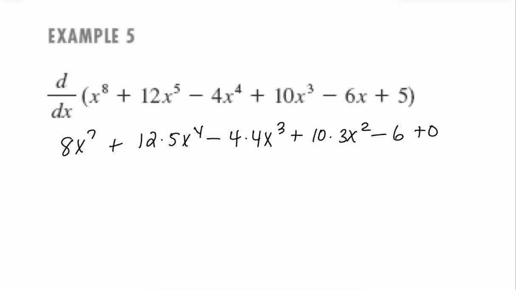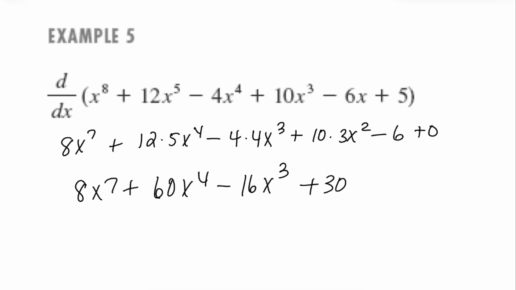Do you have to write the plus 0? No, I'm just kind of reminding you how those rules work. Let's make it pretty. Let's make the final answer 8x to the 7 plus 60x to the 4th minus 16x cubed plus 30x squared minus 6.